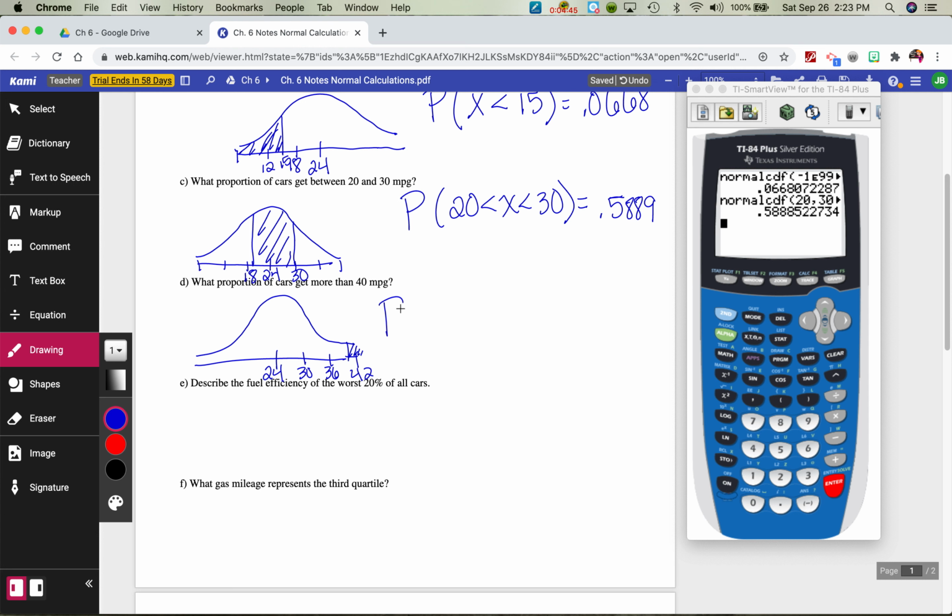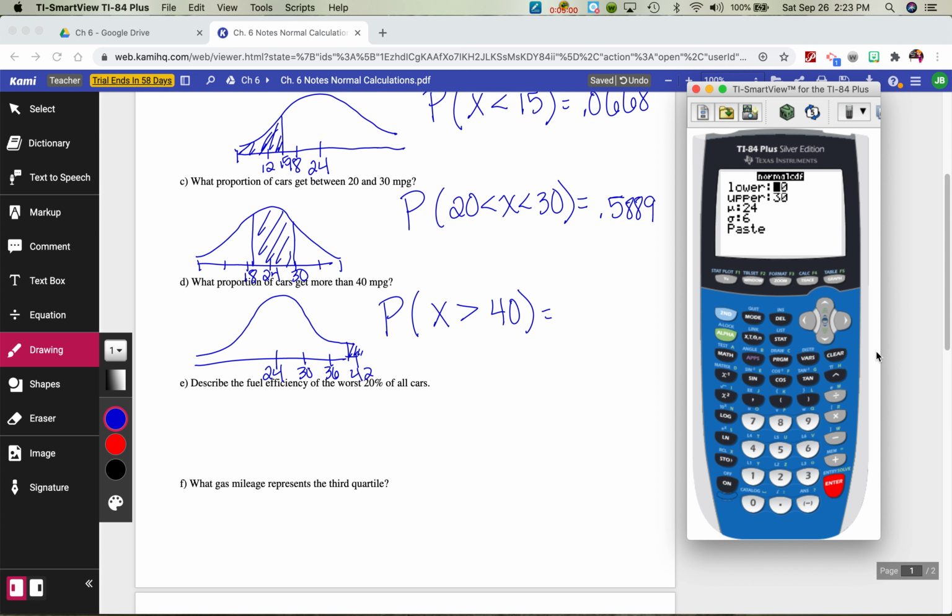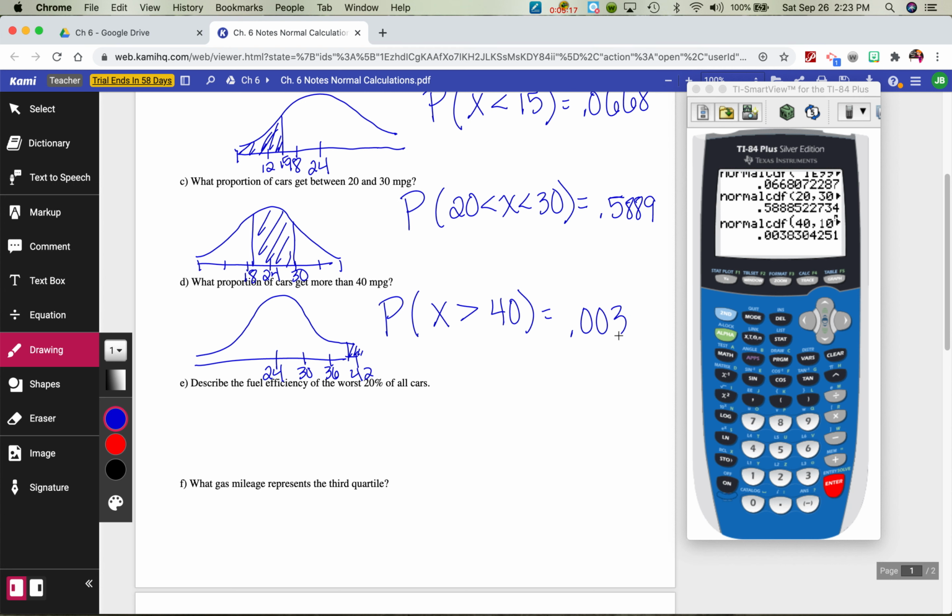So what am I looking for? The proportion of cars that get more than 40 miles per gallon. Now, remember how we had to subtract from 1 and do all this kind of stuff? Well, here, normal CDF. My lower bound is 40. I don't have an upper bound, so I'm going to go 10 to the 99. And my mean and standard deviation, and I get 0.0038. So no subtracting from 1, none of that here, because we're just setting our calculator up that way. So that's kind of nice.